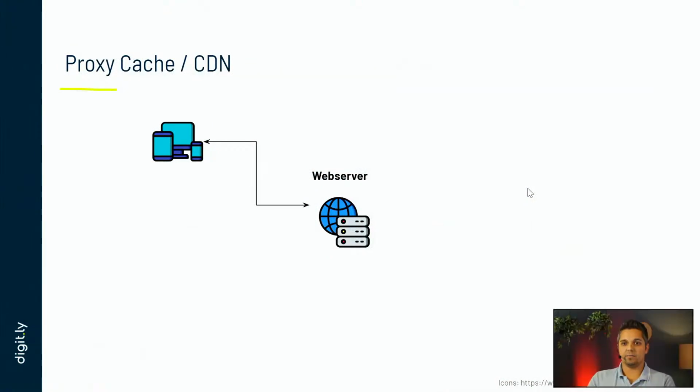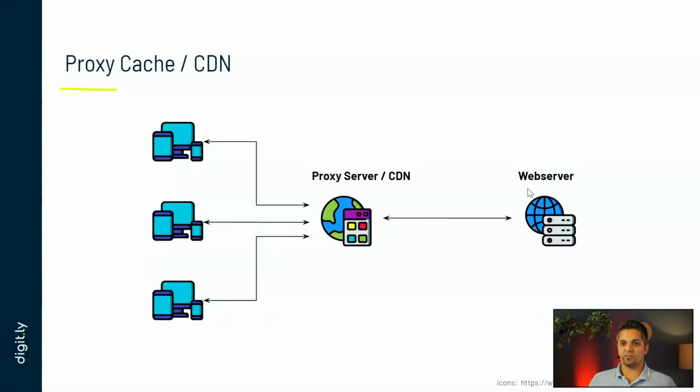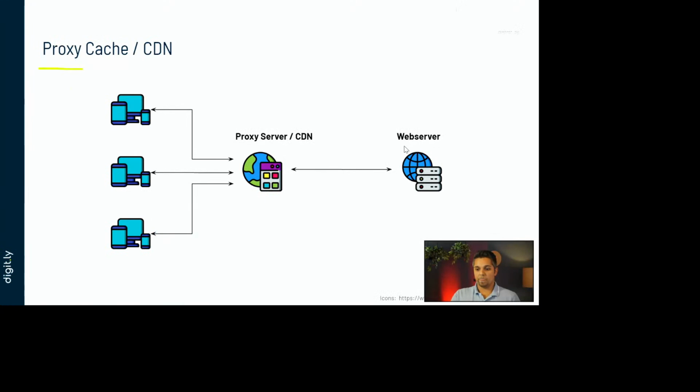Usually, the client sends a request to the web server. But if you have a high-frequented website or international visitors, it's recommended to install a proxy or a CDN, a proxy like Varnish, or a CDN like Cloudflare. This will decrease the load on the web server, and you don't need so many web servers.